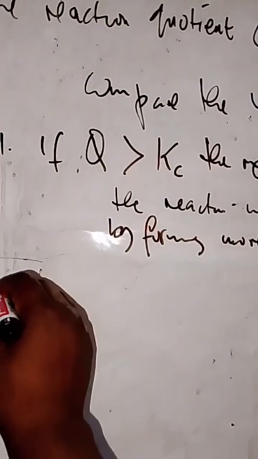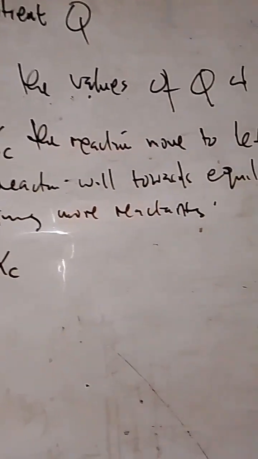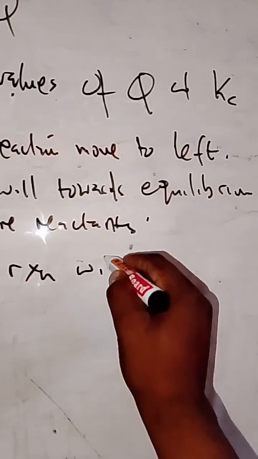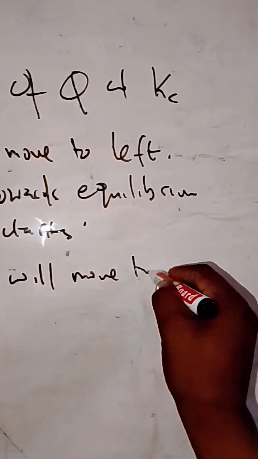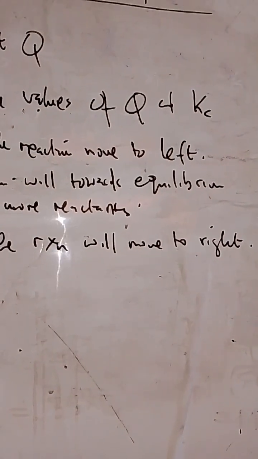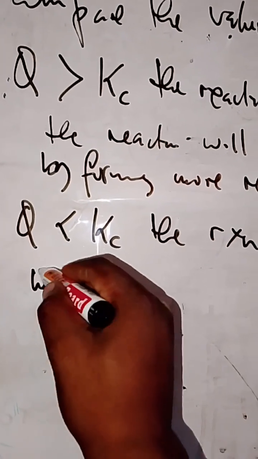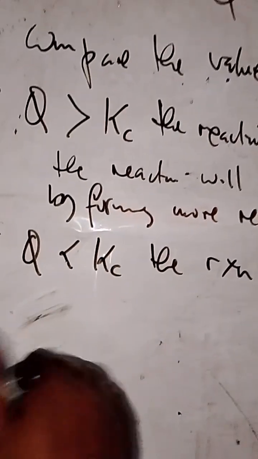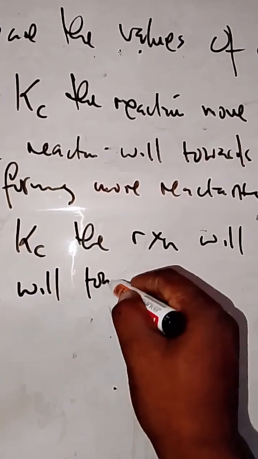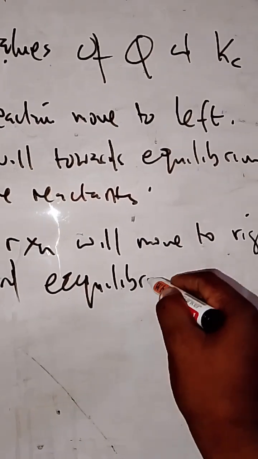Then if Q is less than Kc, the reaction will move to the right. So the reaction will move towards equilibrium by forming more products.